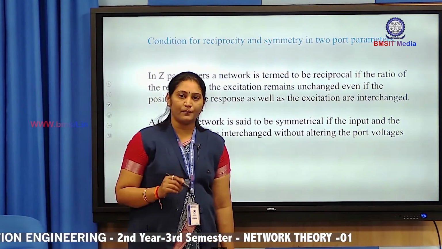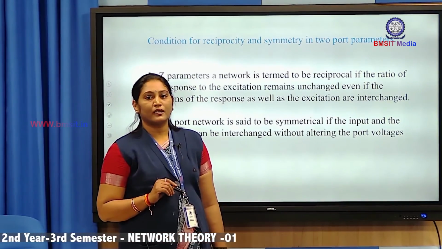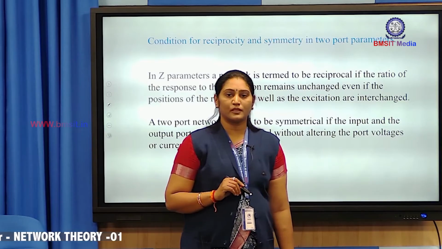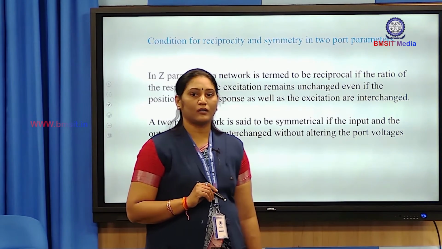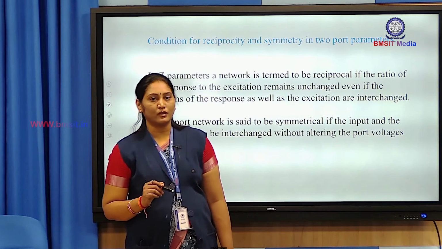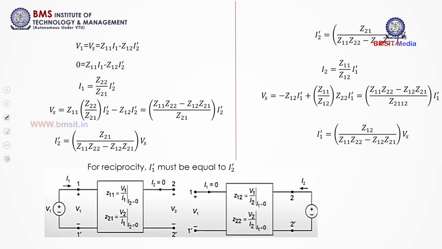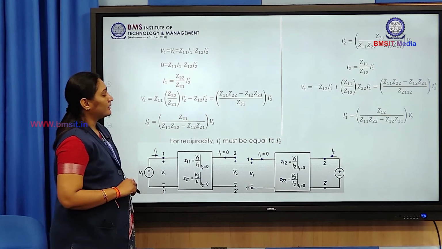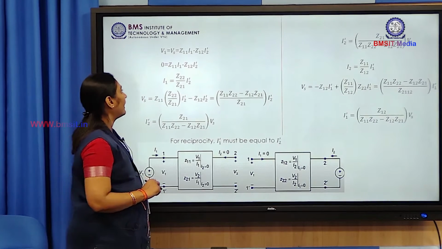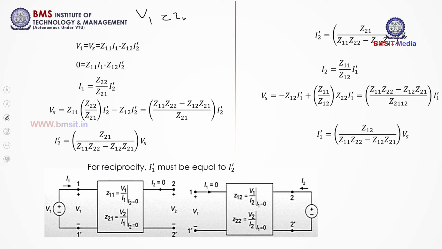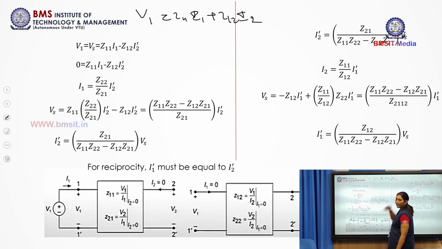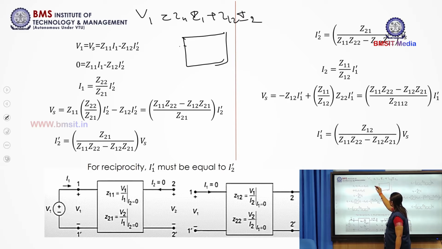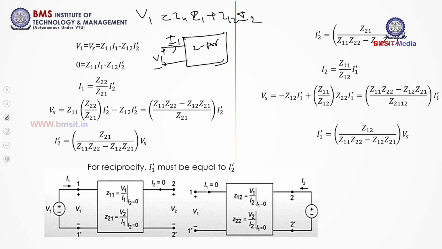Okay, and a network is said to be symmetrical if, in the two port network, the input and the output port can be interchanged without altering the port voltages or currents. So now consider again equation number 1. Equation number 1, we have written as V1 equal to Z11 I1 plus Z12 I2. Let me rewrite the network here.